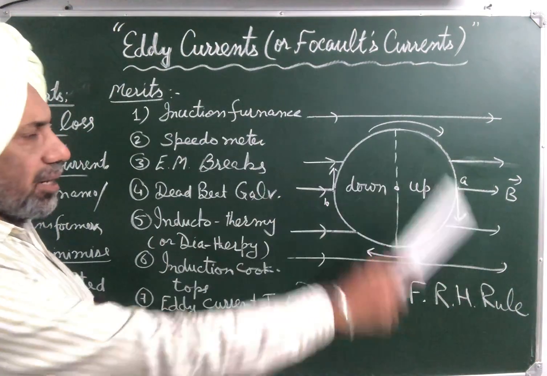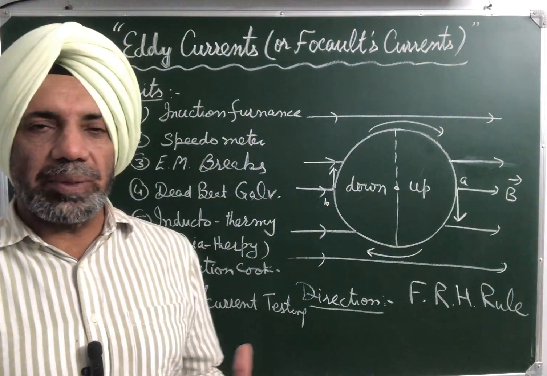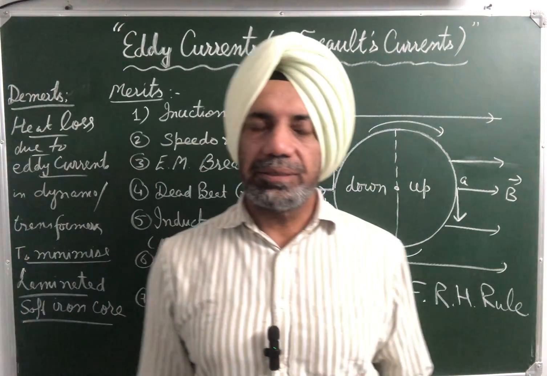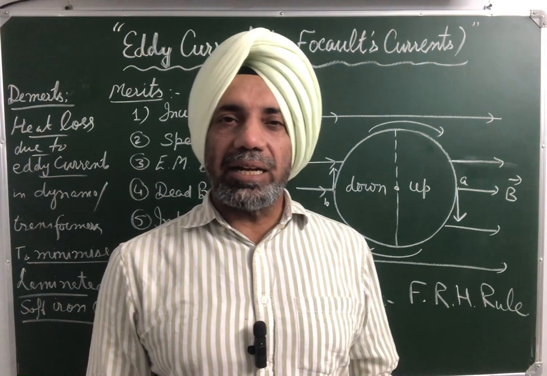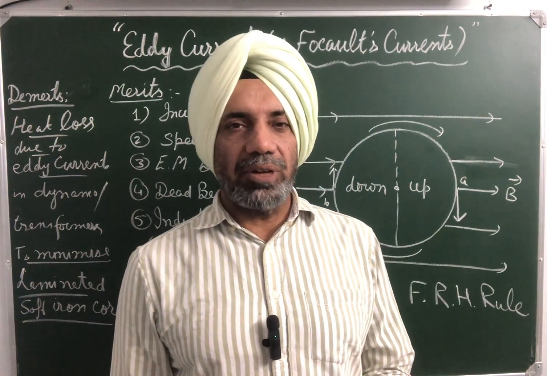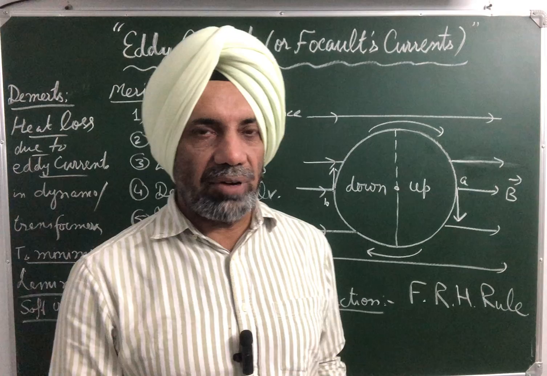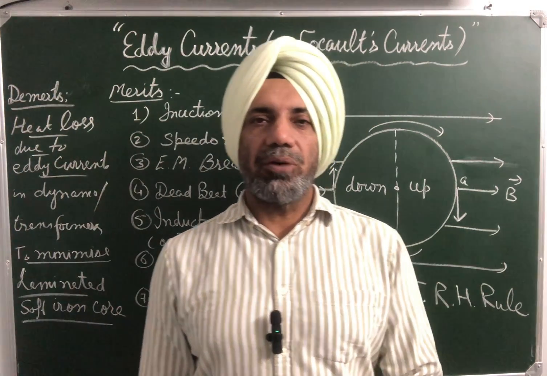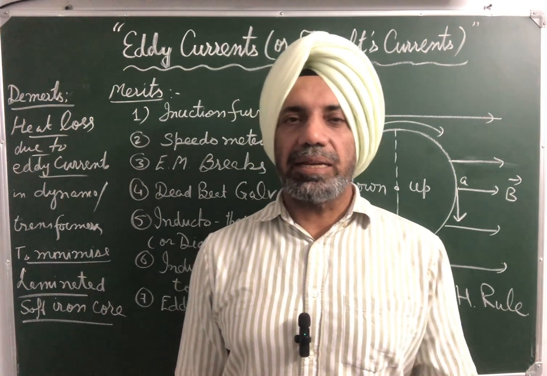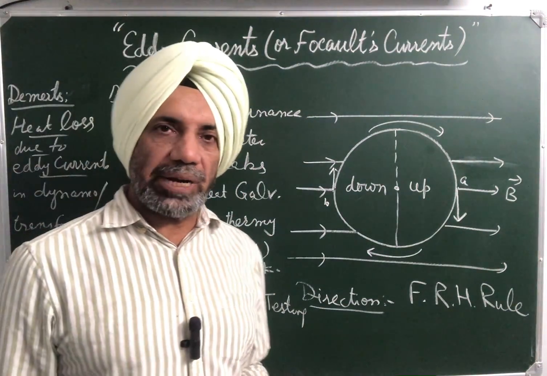There are so many applications of eddy currents. Number one, induction furnace. The principle of the induction furnace is based upon eddy currents. An induction furnace is used to melt materials like tungsten which have a high melting point. Tungsten is placed in the induction furnace in a rapidly changing magnetic field, so that a large magnetic flux change occurs, and hence a large amount of heat is produced by eddy currents within the tungsten and it melts. So the principle of the induction furnace is based on eddy currents.